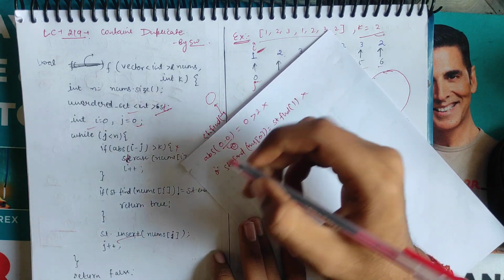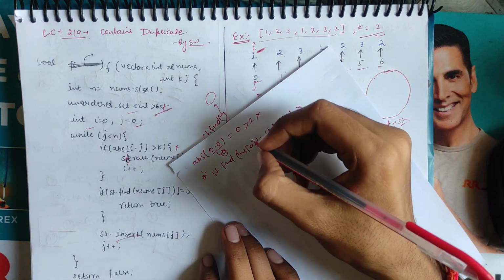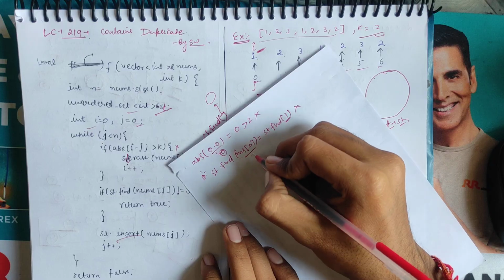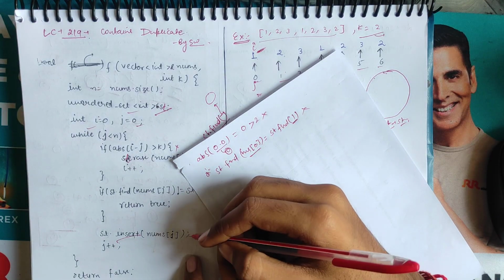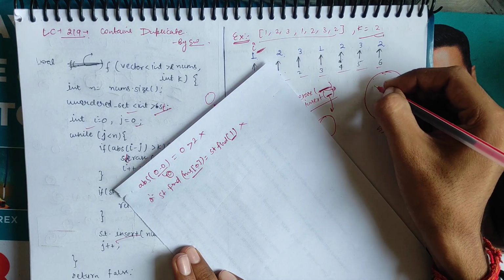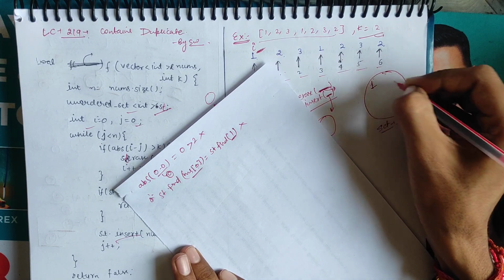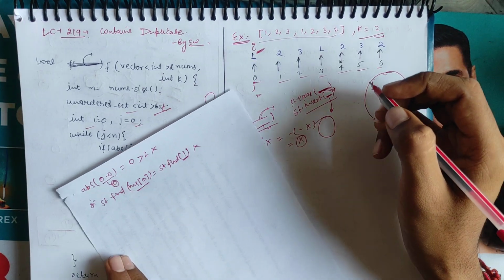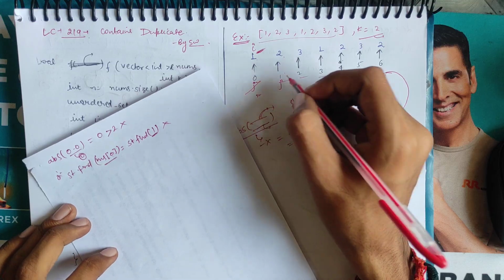So we insert nums of j. nums of j was 1, when j is 0. So we insert 1 into the stack. Oh, sorry, I said stack, it was set. So we insert 1 in the set. After that, we move j one step forward. So j is here now: 0 plus 1 is 1.